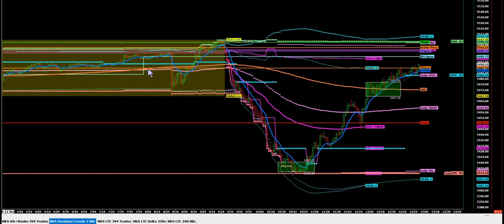Here's the chart. Here is pre-market action, Globex high, Globex low. There are your channel markers right there. You have value area low, which is the dotted salmon colored line, and value area high right here.